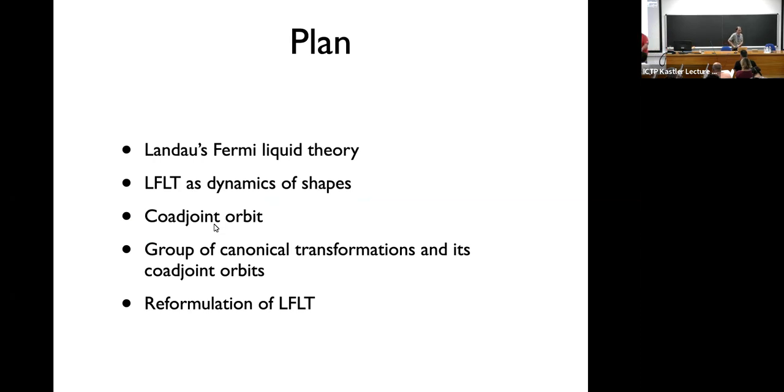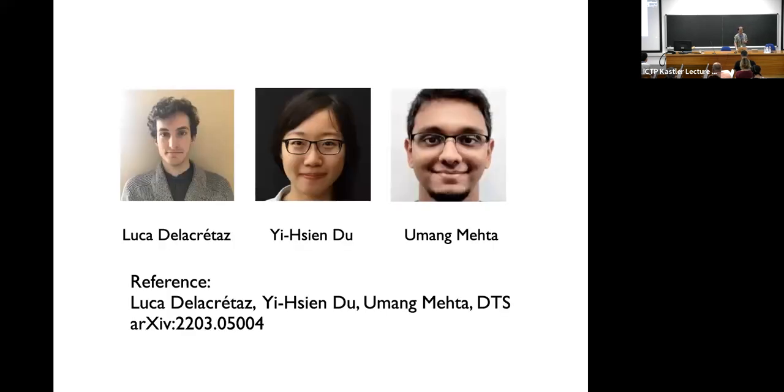I'm going to first review Landau's Fermi liquid theory, and then reformulate it as a dynamics of shapes using the method of the coadjoint orbit. This is based on the idea that the state of a Fermi surface can be described as a point on the coadjoint orbit of a group of canonical transformations. And that would lead to a reformulation of Landau's Fermi liquid theory.